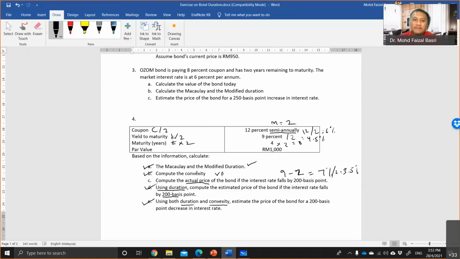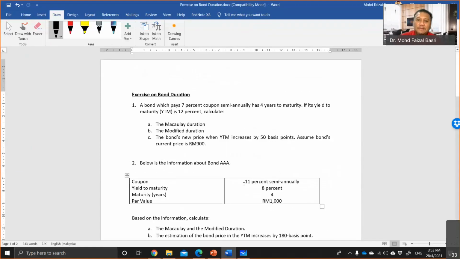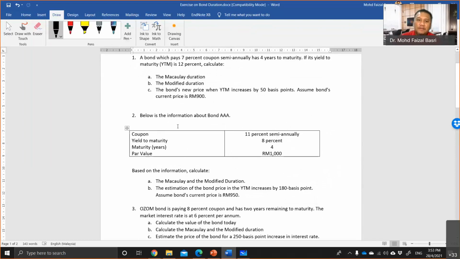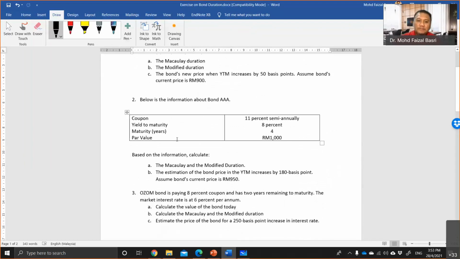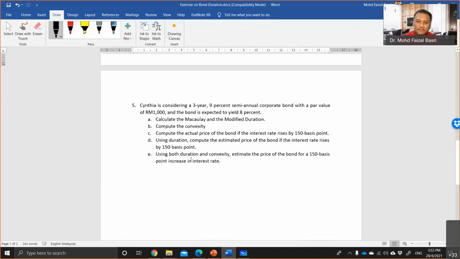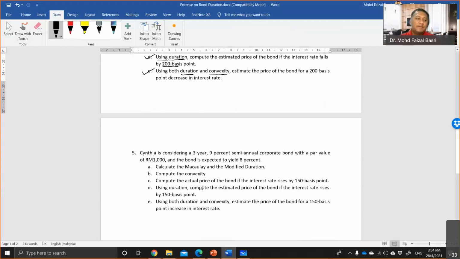Okay, ni je maximum. Kalau you tengok soalan-soalan yang lain up from 1 to 3 here, okay, this is the simple ones, meaning there's no convexity. So this is just based on duration. Question number 2 also based on duration. So the other one yang ada complete set is question number 5. This one. Okay, it's quite similar. It's based on Macaulay modified, the convexity, based on actual price, based on duration, and based on both duration and convexity.